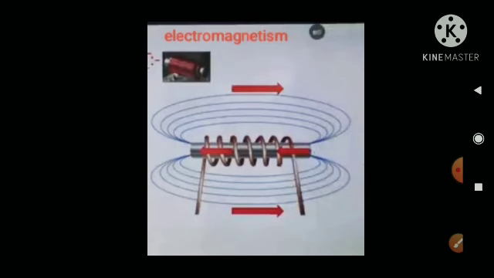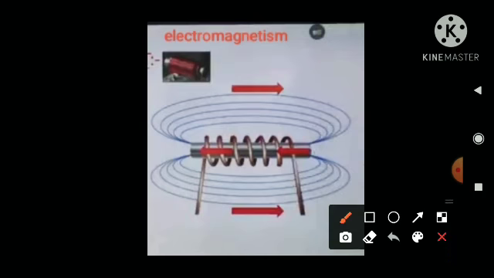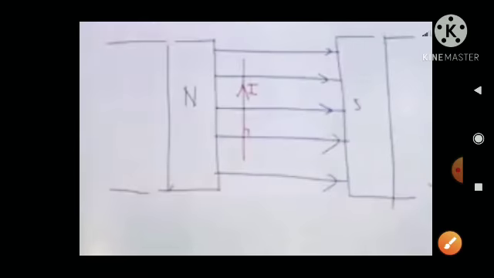It is called electromagnetism. When we put soft iron or any magnetic material, it can form the electromagnetism phenomenon. So we can say that the magnetic field due to a solenoid behaves like a magnet. So let's move ahead.